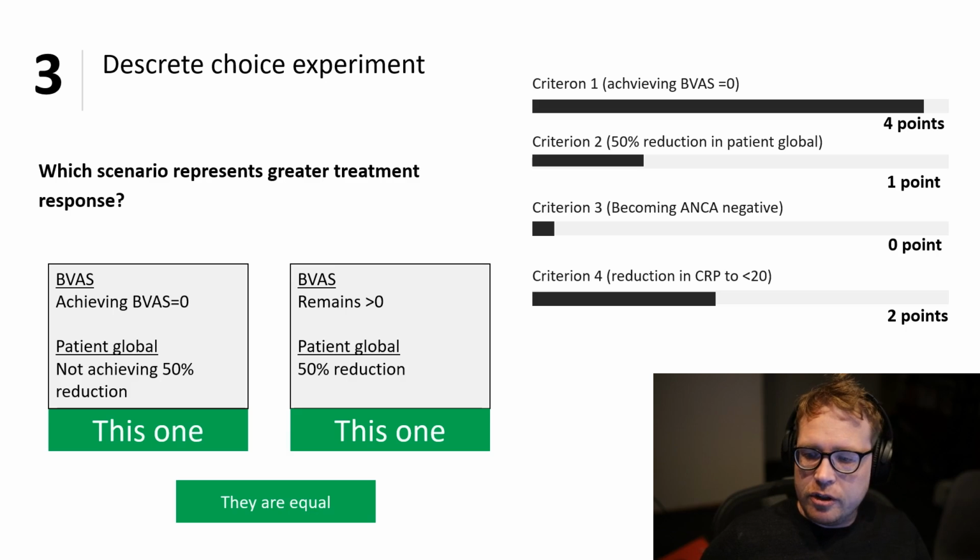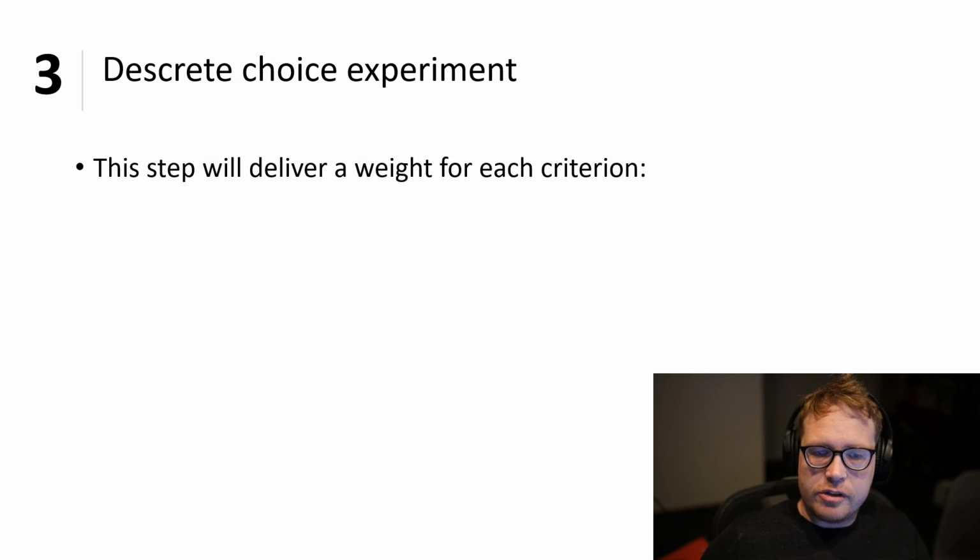After such pairwise comparison on all the candidate criteria, we will get numerical estimates for the relative importance of each criterion towards the overall response. From the numerical estimates, we will create a point system in the final criteria. Thus, this step will deliver a weight for each of the criteria.